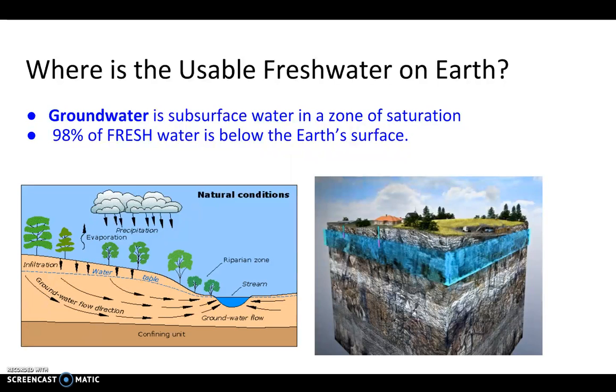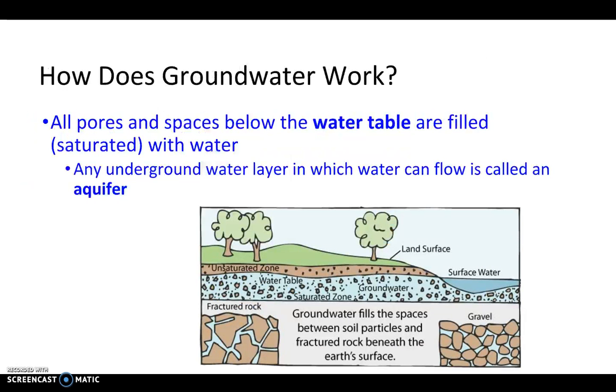Groundwater is subsurface water in a zone of saturation, and that's where all of our usable fresh water on Earth is from. So 98% of fresh water is below the Earth's surface. All pores and spaces underneath what we call the water table are filled and saturated with water. So the water table is this line, and everything beneath that line is filled with water. That's why people would dig wells, to get through the water table and get all that water into their well. And any underground water layer in which water can flow is called an aquifer.